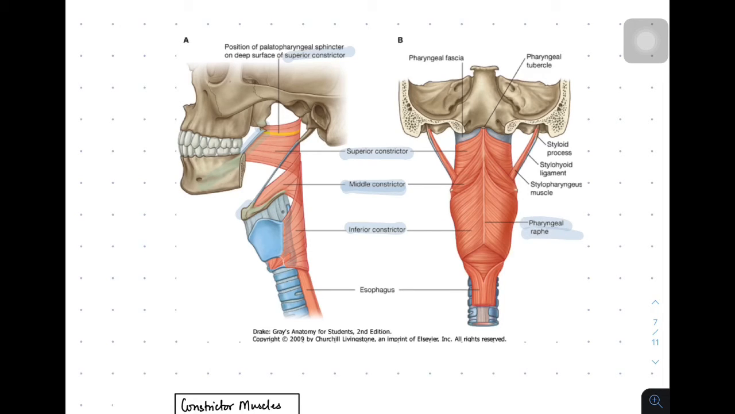Now the inferior constrictor originates from the posterior part of the thyroid cartilage and the lamina of cricoid cartilage and attaches to the pharyngeal raphe.